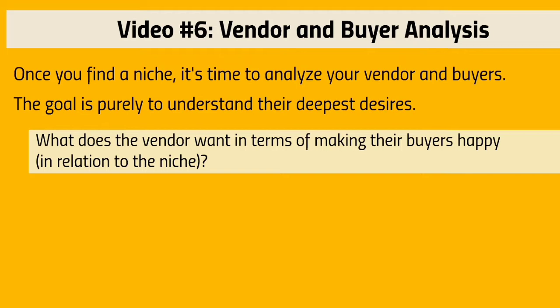So first question is, what does the vendor want, in terms of why and what they want to do, how they want to do it, as far as making their buyers happy. In other words, when a vendor sees something, they either think, well, this is something that my buyers definitely don't want, or this is something that my buyers really, really want, and I want to make a deal with another vendor and make a special deal for my buyers.